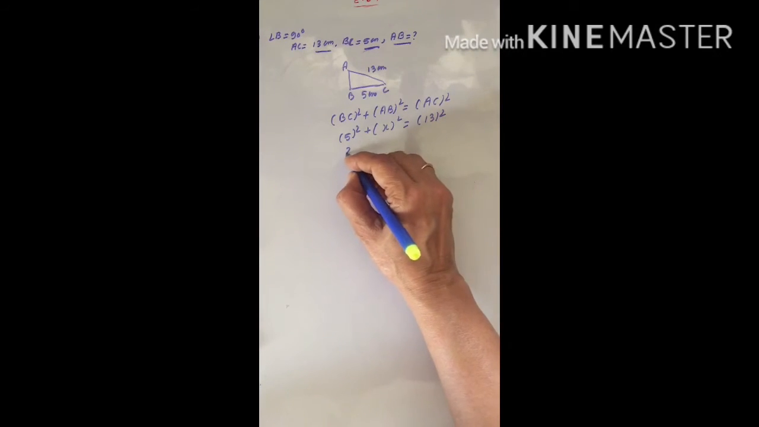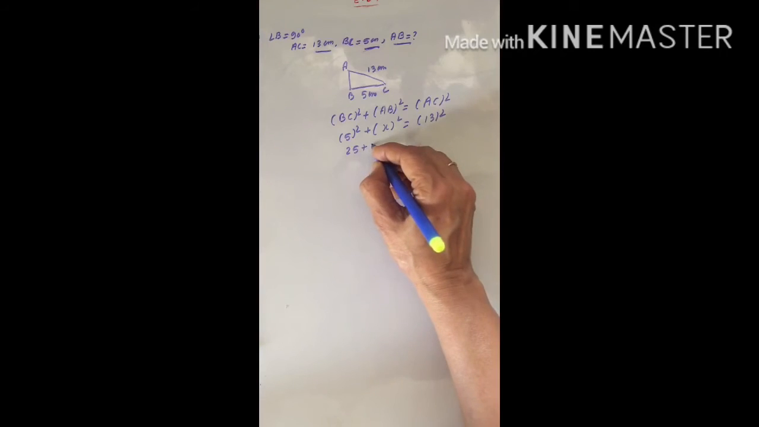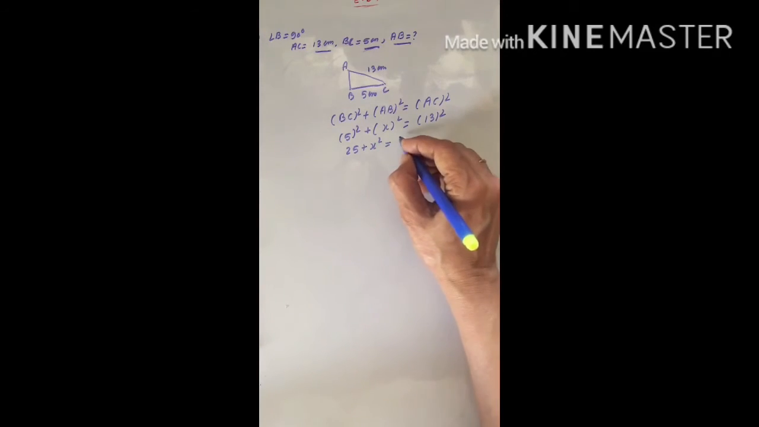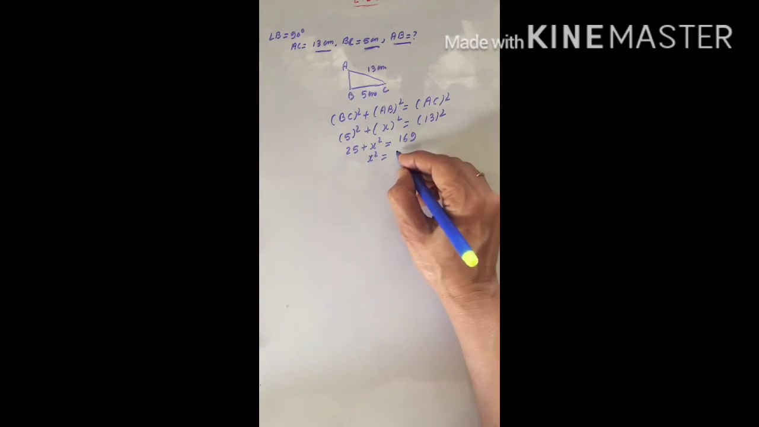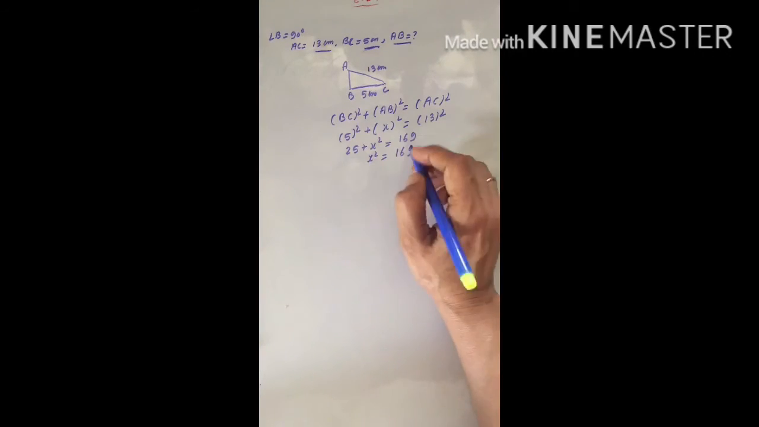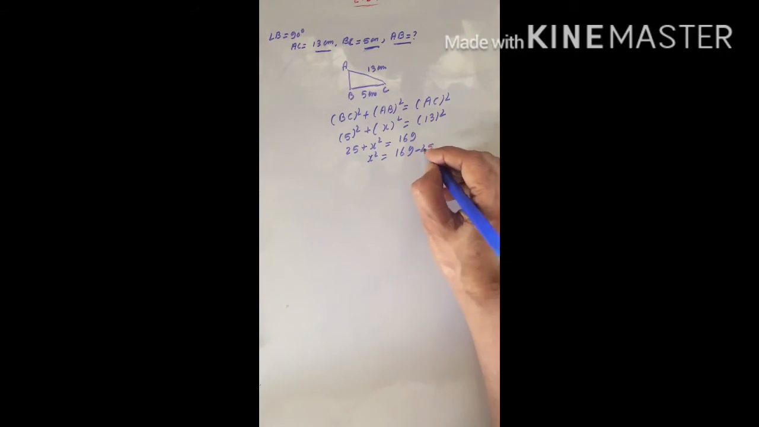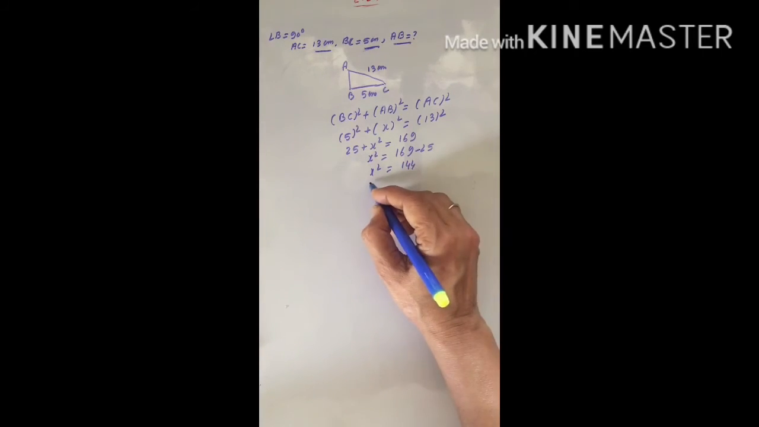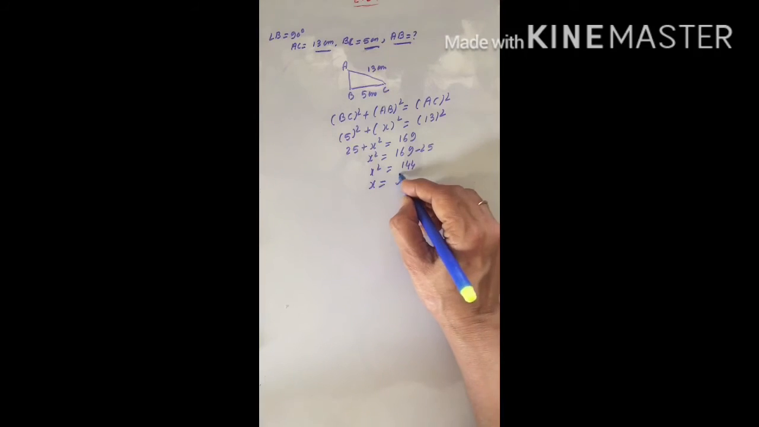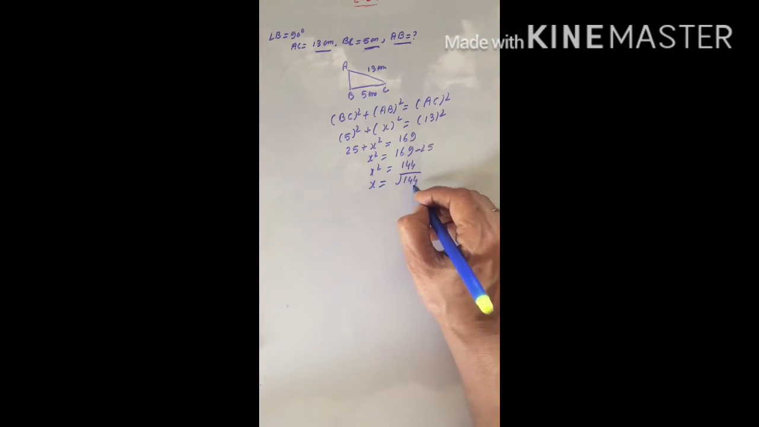Now the square of 5 is 25. The square of X is X square. The square of 13 is 169. To find X square, you will have to take this 25 to that side. So 169 minus 25, X square is 144. Now for finding X, you will have to find the square root of 144.